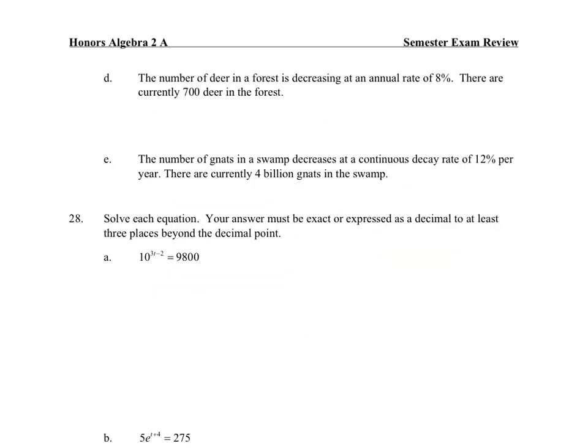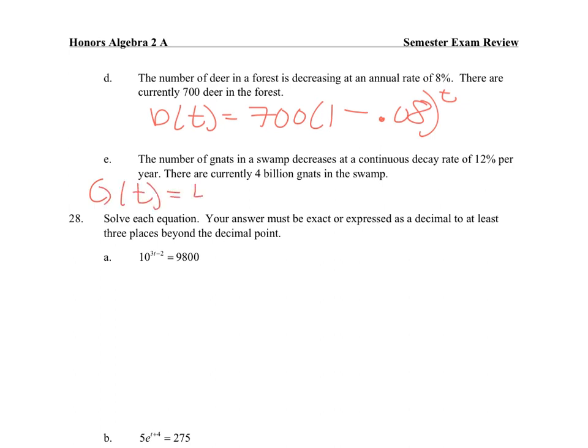Okay, so now for D, decreasing at an annual rate. That's D. Our initial amount is 700. 1 minus, because of the decreasing, 0.08 to the t. Okay, so then we've got continuous decay. So for gnats, let's use G. Our initial amount is 4 billion, so I'm going to use 4. E, and now it's decay, so it's a negative exponent, 0.12t.